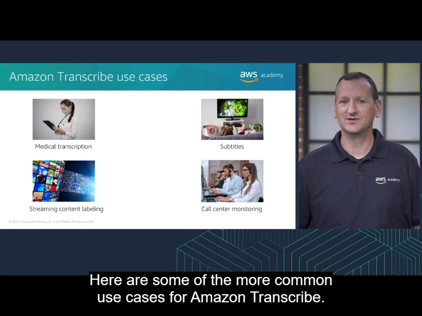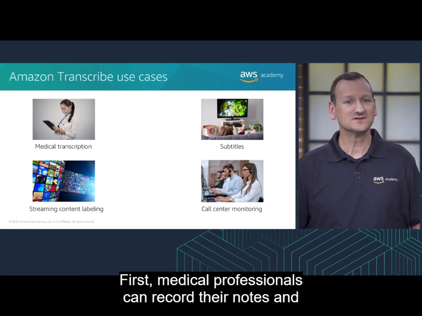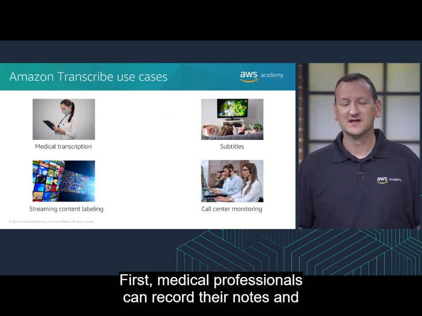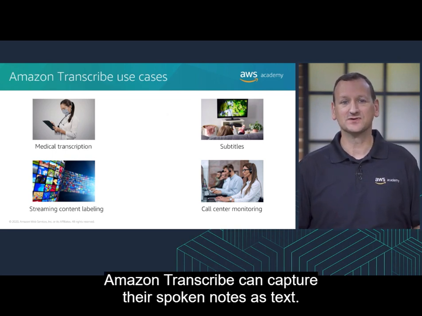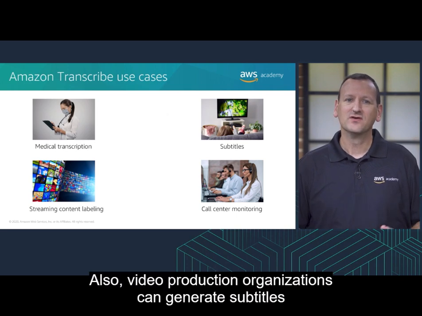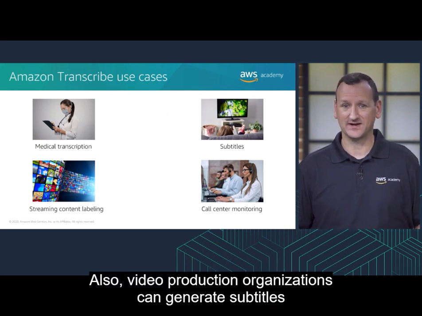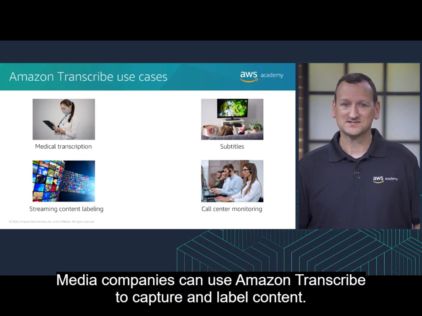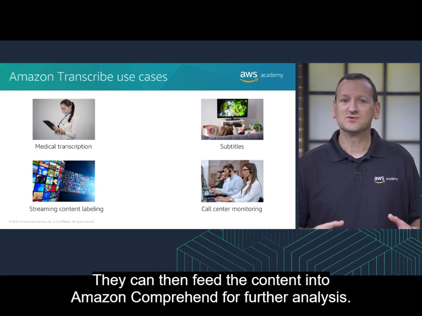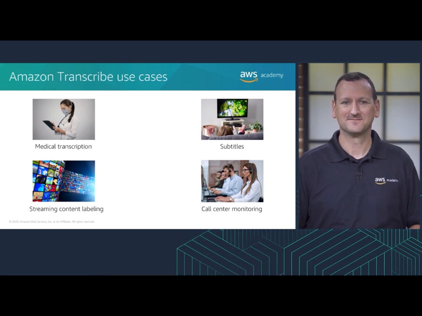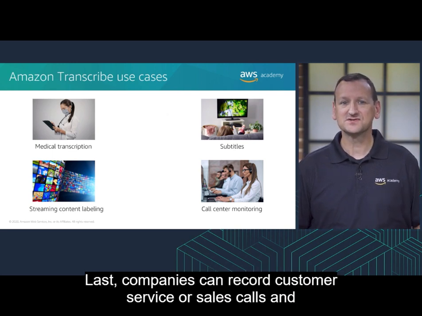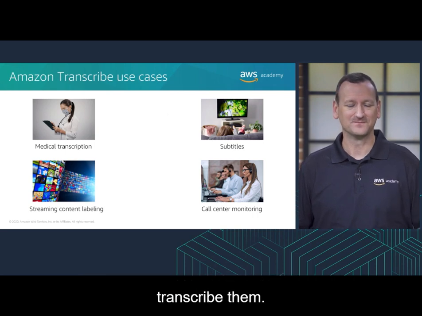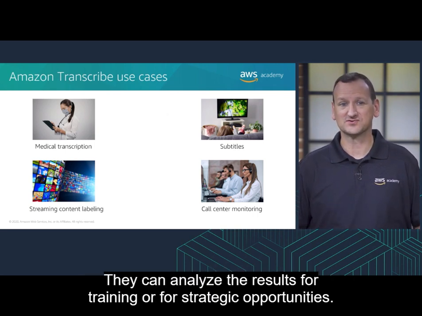Here are some of the more common use cases for Amazon Transcribe. First, medical professionals can record their notes, and Amazon Transcribe can capture their spoken notes as text. Also, video production organizations can generate subtitles automatically from video. This could also be done in real time for a live feed to add closed captioning. Media companies can use Amazon Transcribe to capture and label content. They can then feed the content into Amazon Comprehend for further analysis. Last, companies can record customer service or sales calls and transcribe them. They can analyze the results for training or for strategic opportunities.